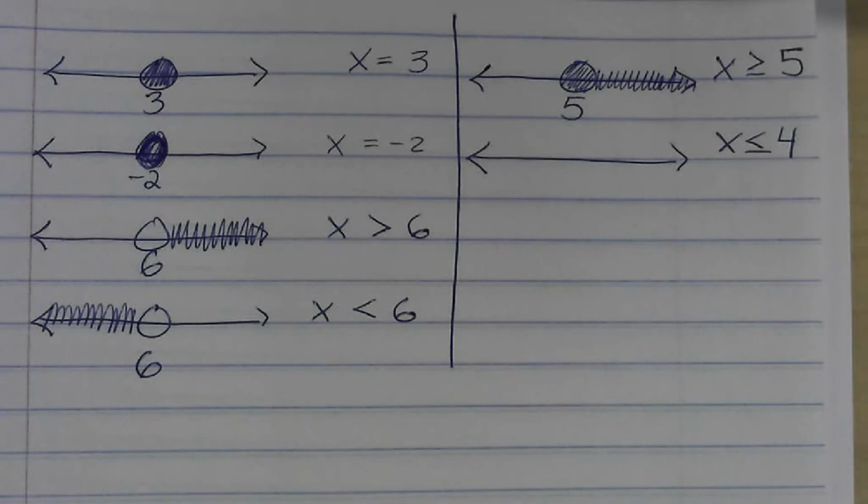For the next one, x is greater than or equal to 5. Because of the equal sign, I shade in the circle. Because x is greater than or equal to 5, I also shade to the right. Next one, x is less than or equal to 4. Because it could be equal to 4, I shade in the circle. Because it could also be less than 4, I shade to the left. Remember, less than and left both start with L's. That's a way to help you remember that.